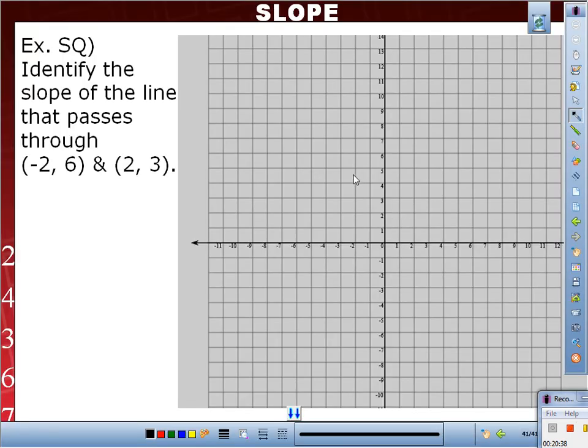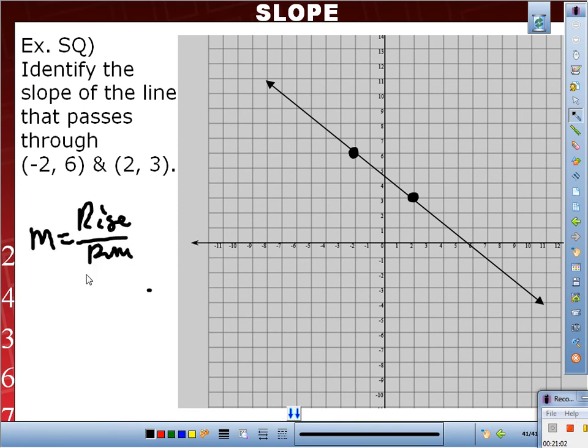Okay, let's see. Negative 2, 6 and 2, 3. Does your line look something like this? Okay, so the line, we got that. Okay, so here goes the process for the slope. M equals rise over run. Then we write M equals blank over blank, okay?